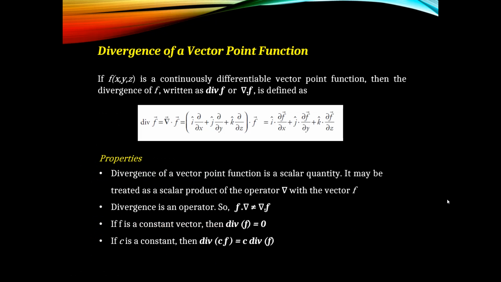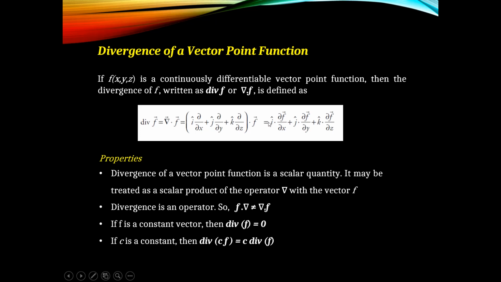Now once again, let's see how to represent divergence mathematically. Divergence acts on a vector function. So we have considered a vector function f at position x, y, z, once again in 3 dimensions. The divergence of this vector function f is given as del dot f, where the operator del is represented by unit vector i dou by dou x plus j dou by dou y plus k dou by dou z, dot the vector f.